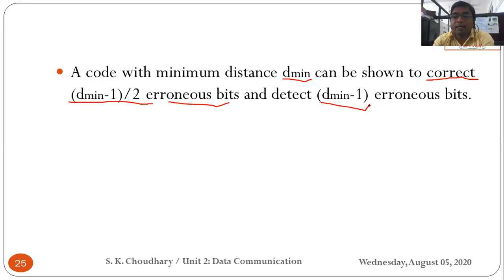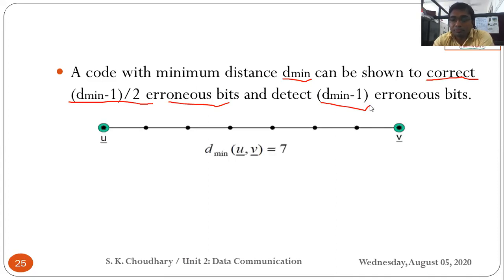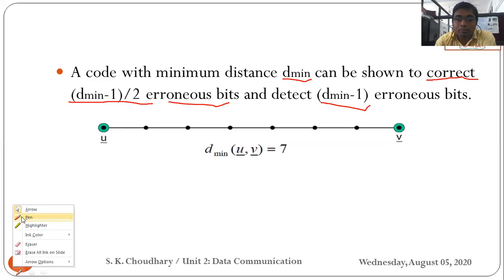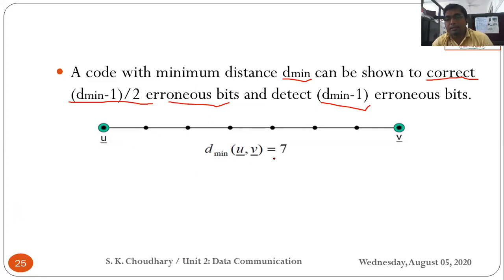And it is a necessary condition that the code words have some minimum Hamming distance. You can understand this statement with the help of this example. Here you can see there are two code words, U at one end and V at the other end, and the minimum Hamming distance is 7.